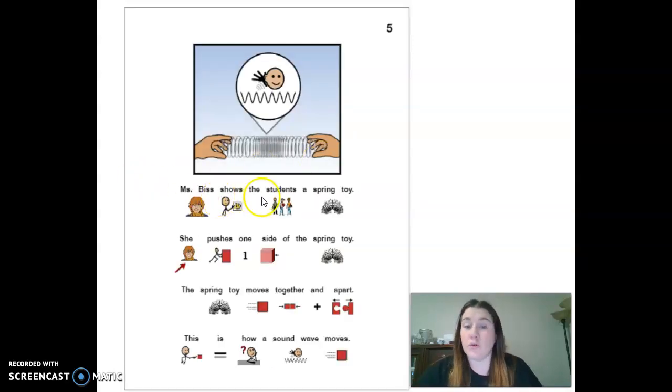Miss Biss shows the students a spring toy. She pushes one side of the spring toy. The spring toy moves together and apart. So she pulls and it moves. This is how sound waves move.